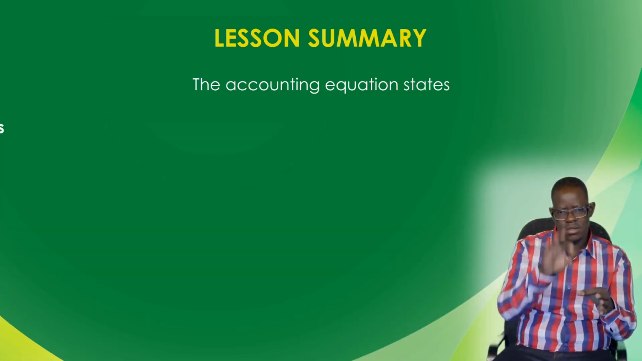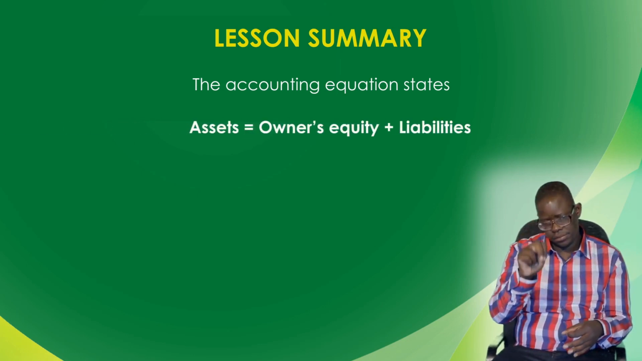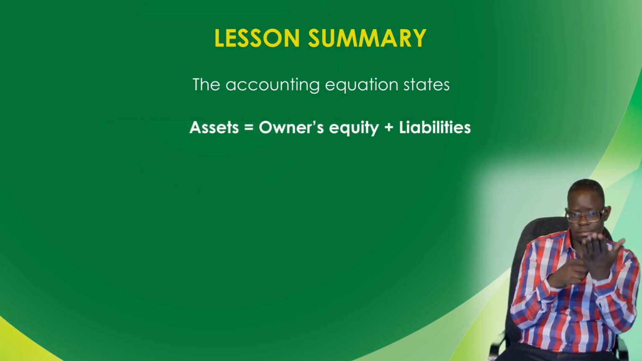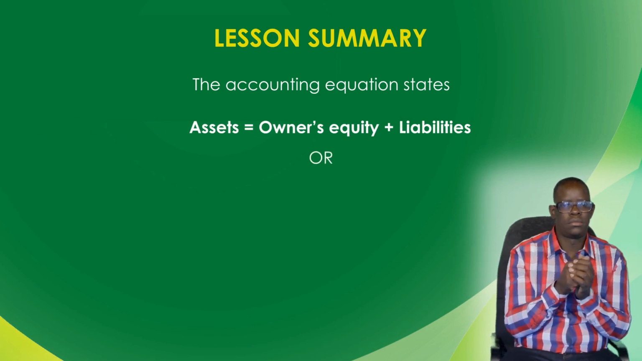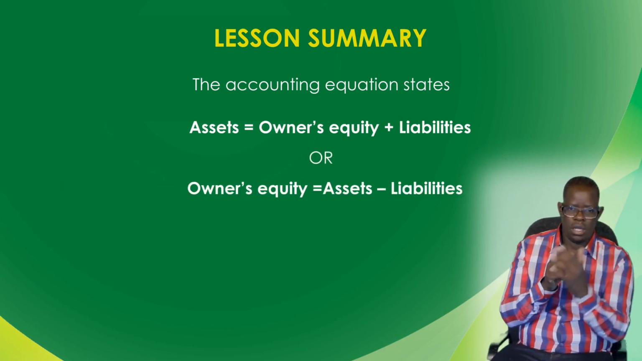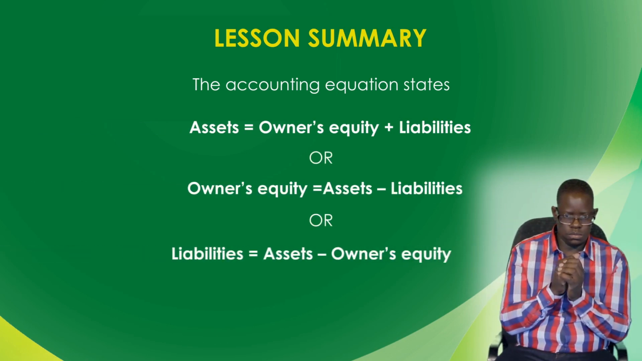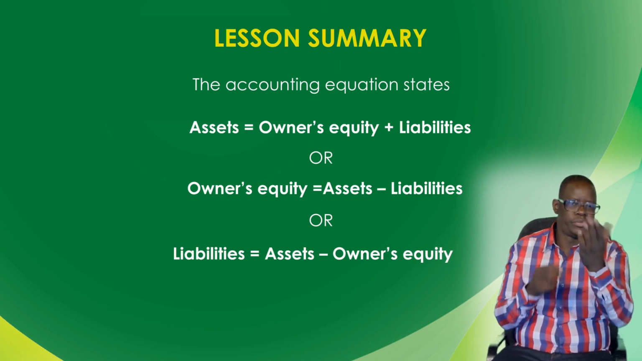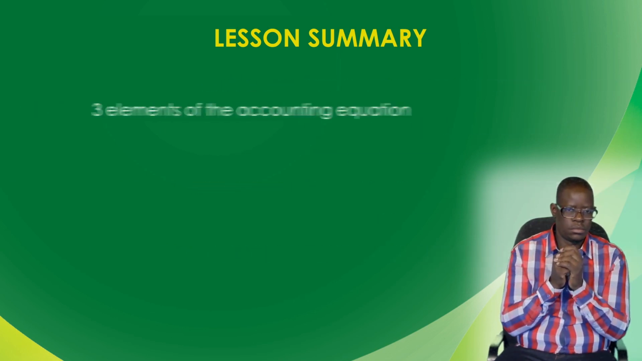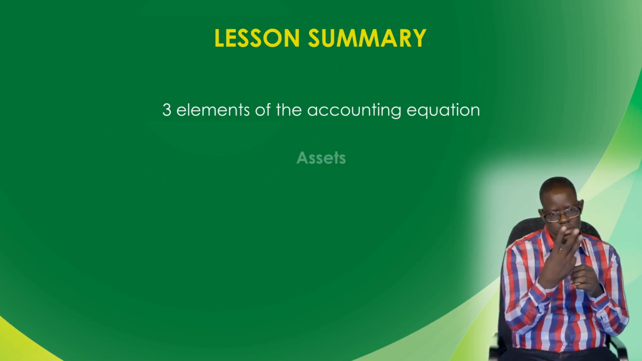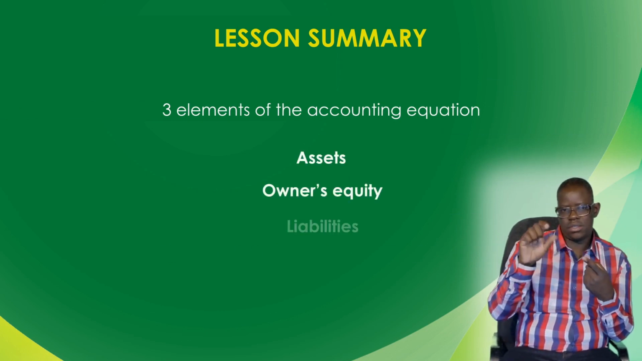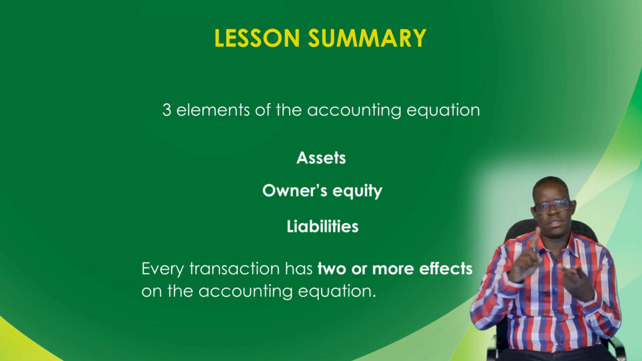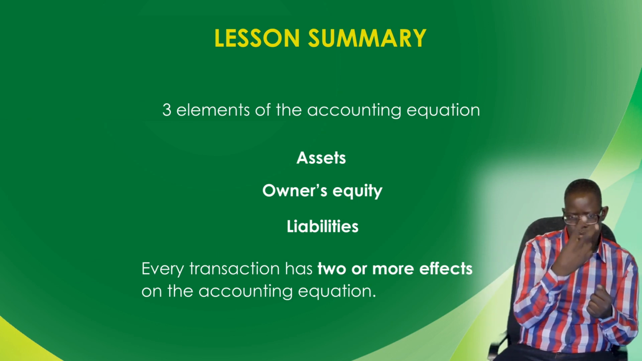So, viewers, before we say goodbye, we must highlight some more points on the importance of the accounting equation. The accounting equation states assets equals owner's equity plus liabilities, or alternatively, owner's equity equals assets minus liabilities, or liabilities equals assets minus owner's equity. The elements of the accounting equation are assets, owner's equity, and liabilities. Every transaction has two or more effects on the accounting equation.